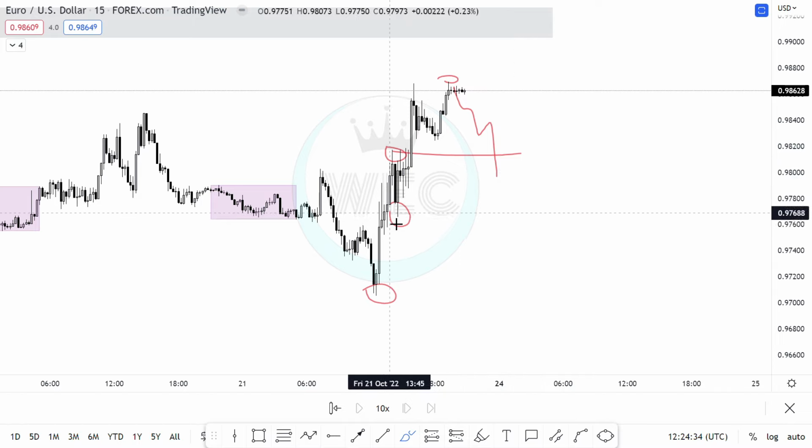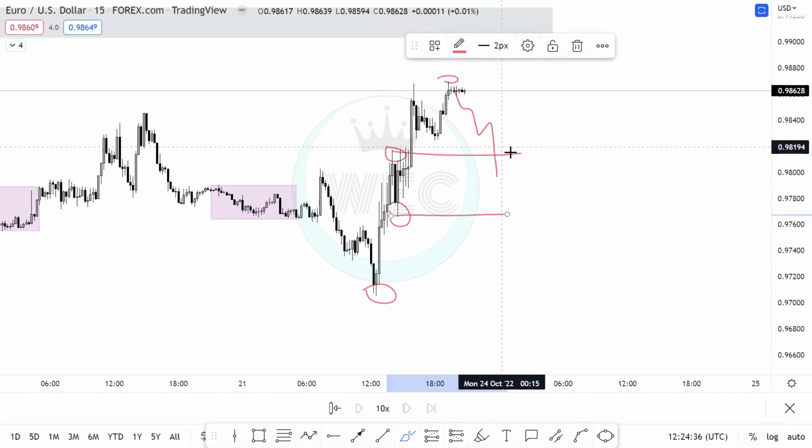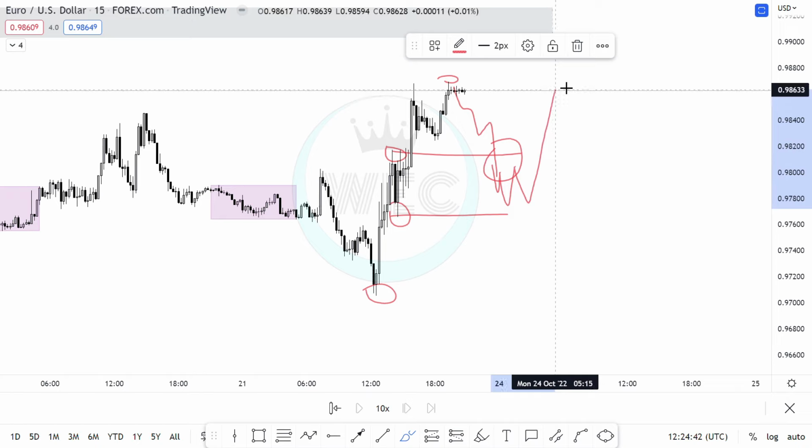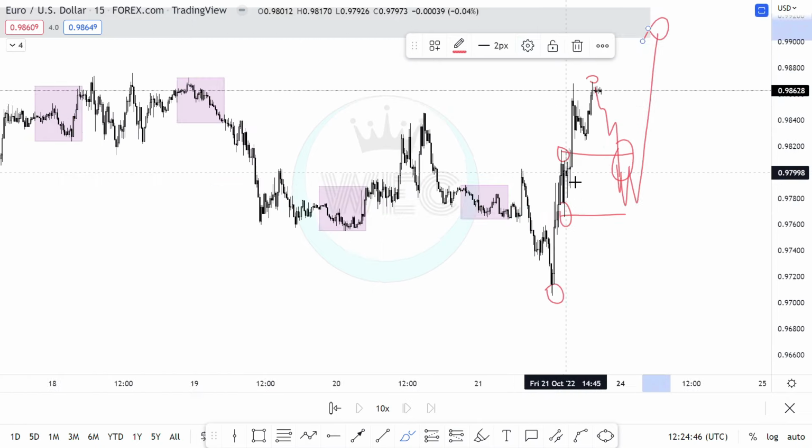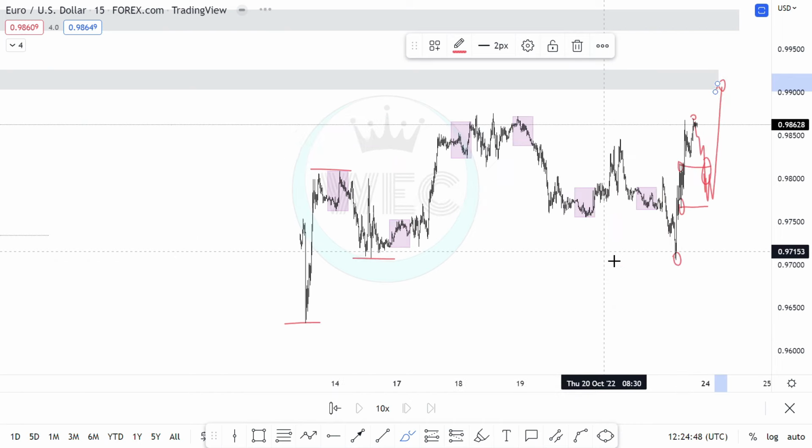So personally, when the market opens, I'll be looking at how price will react to these zones. If it gives me any opportunity to buy, why not? I'm going to buy all the way to the upside into this supply zone from H4. Okay, so currently this is what I'm looking at.